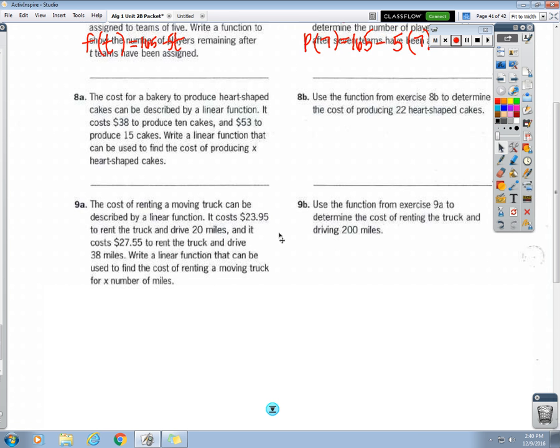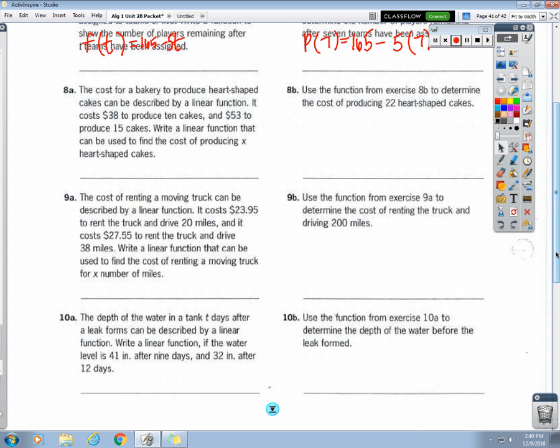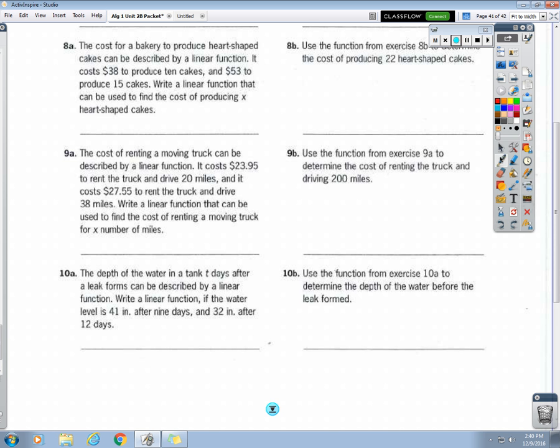Number 8, I want to give y'all a little hint, because just because 38 comes first in the sentence does not mean 38 is automatically your x value. X values are independent variables. Y values are dependent variables. So in a scenario where it costs $38 to produce 10 cakes, what depends on what? Doesn't the cost depend on how many cakes are made? So cost is dependent. It goes in the y place of the point.